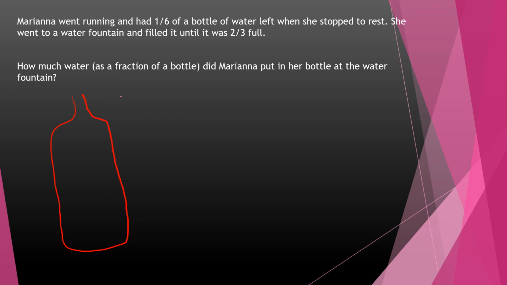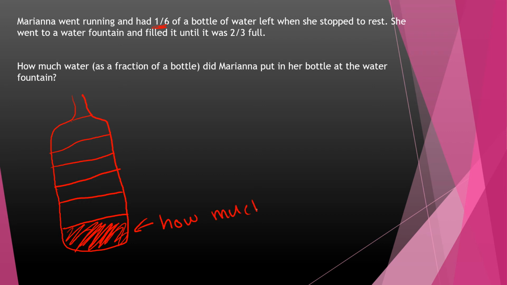Okay, now it said that she had 1/6 of a water bottle left, so I'm going to split this up into 6 sections here. So 1, 2, 3, 4, 5, 6. Okay, so this red section at the bottom, this is how much water she had left. Then, when she was at this water fountain, she filled it until it was 2/3 full.